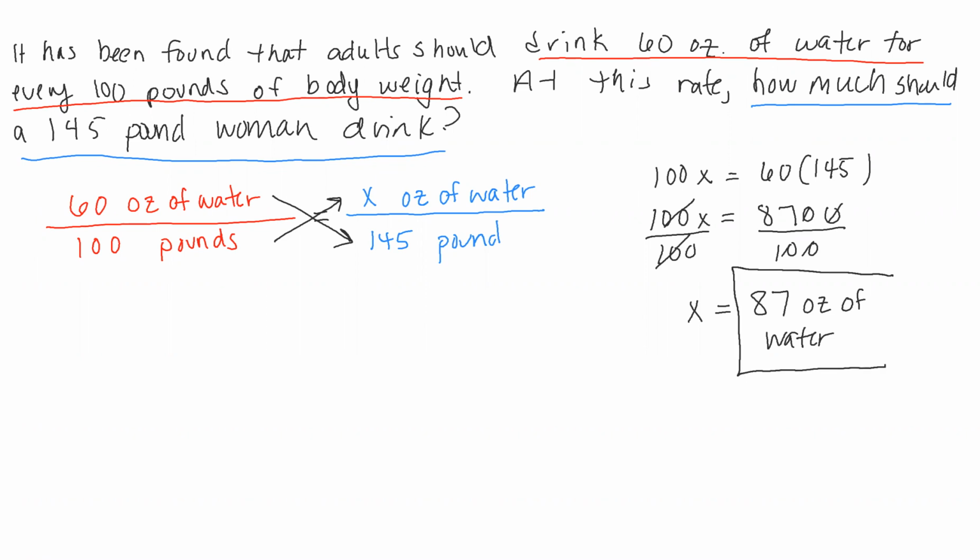This is not exact science, FYI. Okay, this is just a made-up word problem. So don't go out and freak out about drinking your 60 ounces of water for every 100 pounds of body weight. All right, next problem.